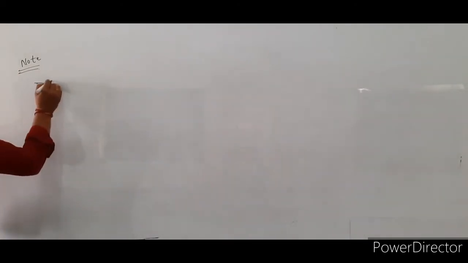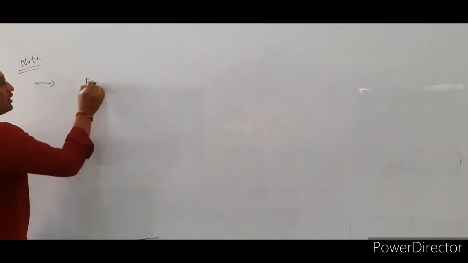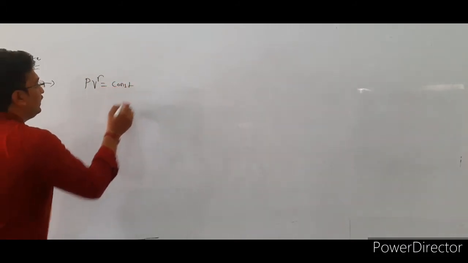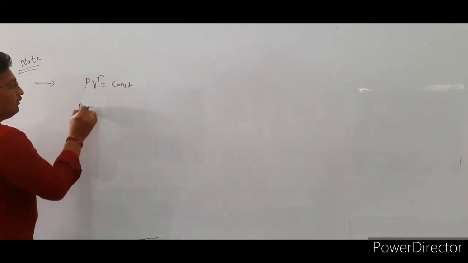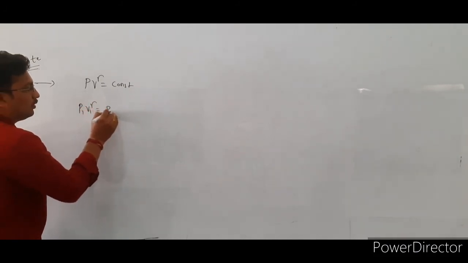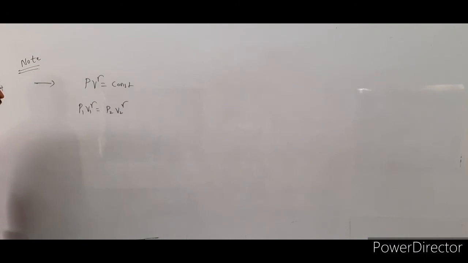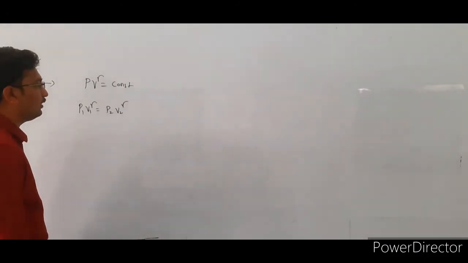The next one, note point. So already we know the adiabatic equation, that is PV raised to gamma is equal to constant, right? So in general, P1 V1 to the power of gamma is equal to P2 V2 to the power of gamma.